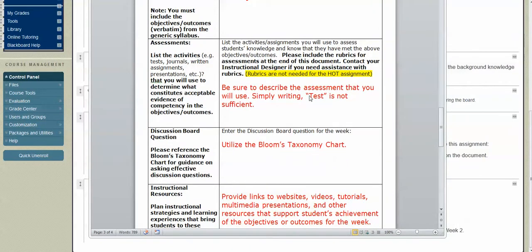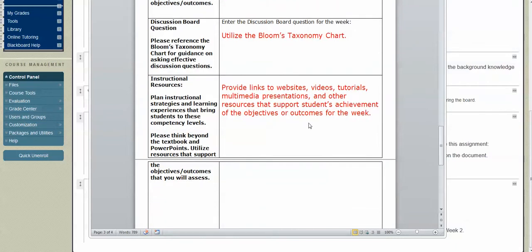Next, please enter a discussion board question for the week. Remember, discussion questions can assess objectives as well. And be sure to look at the discussion stems section of the Bloom's taxonomy document that is attached to this assignment for ideas about how to ask effective questions.